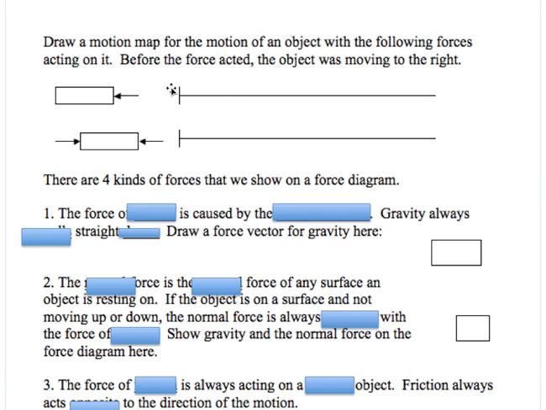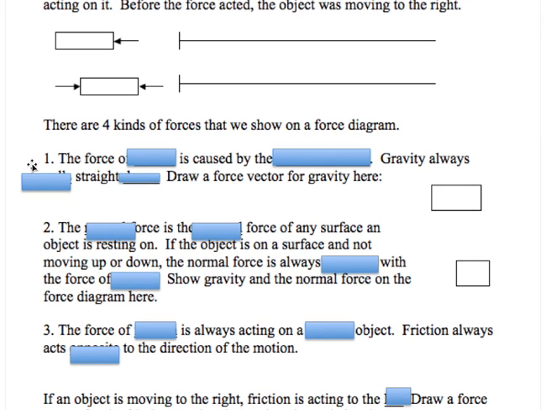So now we've got other forces here. Draw the motion map of an object with the following forces acting on it. Before the forces acted, this object was moving to the right. Our motion map has vectors to the right, but it's being pushed to the left. So when we had the push-o-meter demonstration, what happened in this case? And then here, this object is also moving to the right. These forces are balanced. So draw what the motion map is going to look like if the forces are balanced.